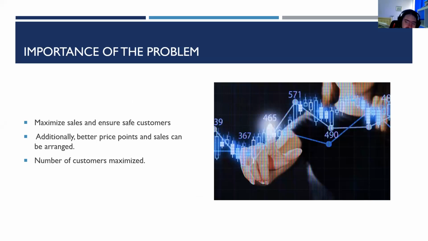The importance of this data is based upon many factors. For example, with the results of this dataset, the insurance companies can figure out which customers to focus on so that they can maximize their sales, as well as making sure that their customers are safe and sound. Additionally, this dataset can be looked into further so that better price points and sales can be arranged in order to maximize the number of customers.